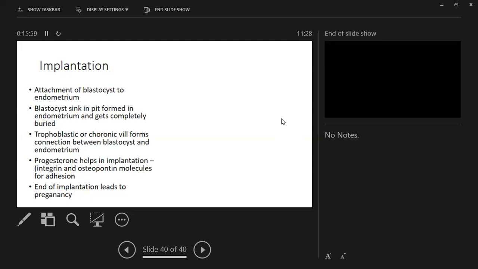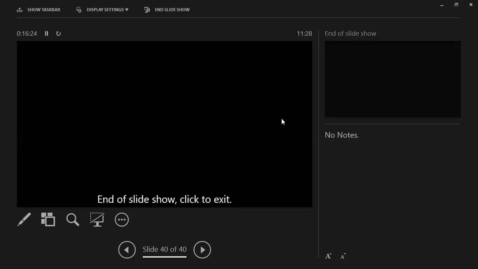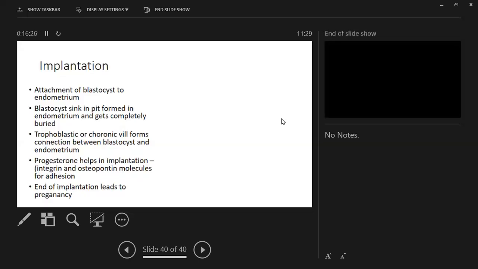Then this is very important. Progesterone is the hormone which helps in implantation. It secretes two substances, like osteochondrin, which are like glue and help to attach the blastocyst to the uterine wall. And the end of implantation leads to pregnancy. End of implantation means it is pregnancy.